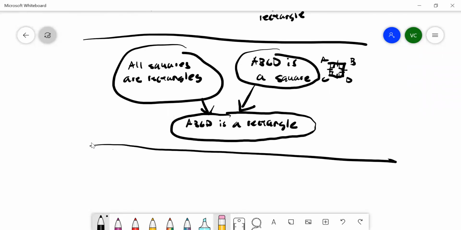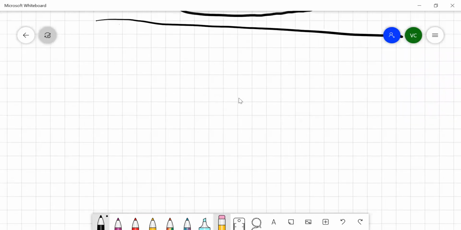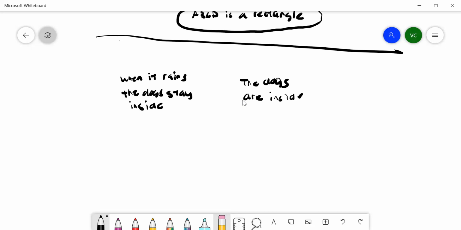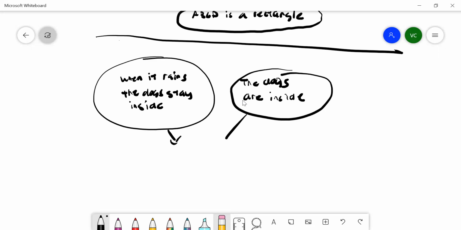Now, let's do a whole different one and just think about if this makes sense. Now this one, I'm going to make a flowchart and I want you to see if this flowchart is correct. If it's not correct, then you're supposed to see how you would fix it. Okay, let's say you have a rule. When it rains, the dogs stay inside. And then right now, the dogs are inside. So then this is a fact. This is a fact. Then does that mean that it is raining?